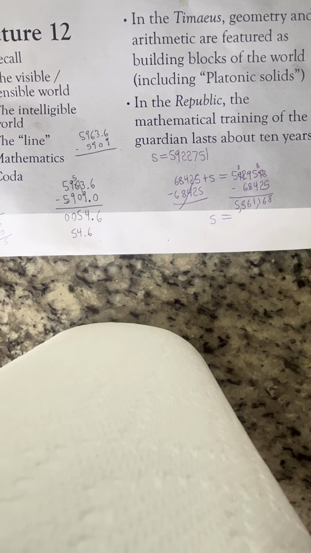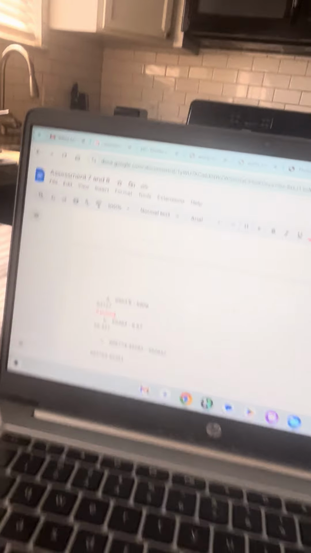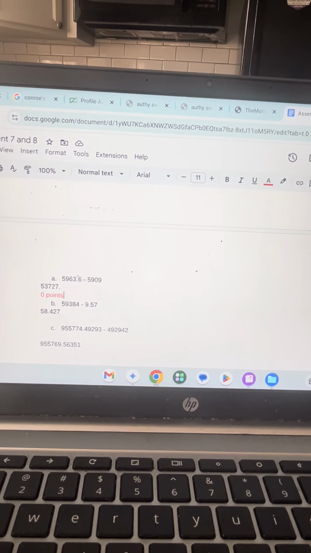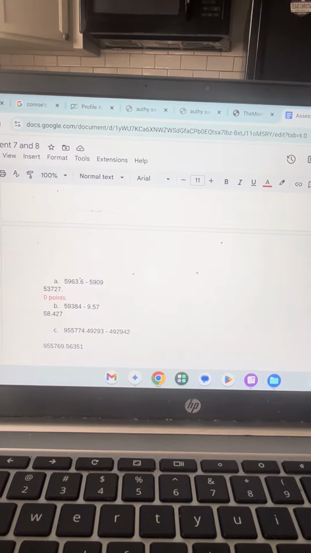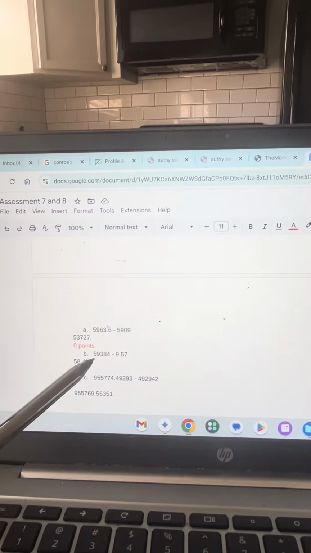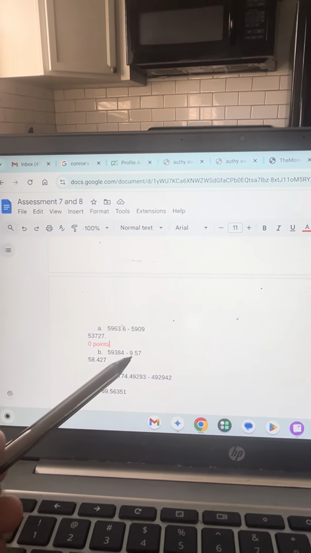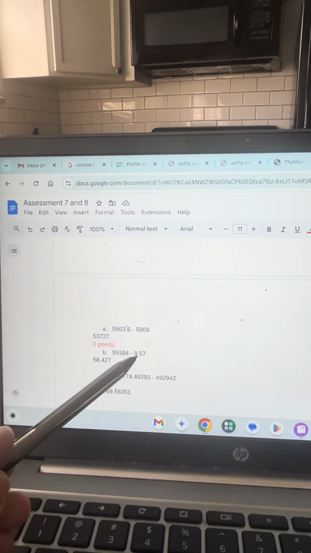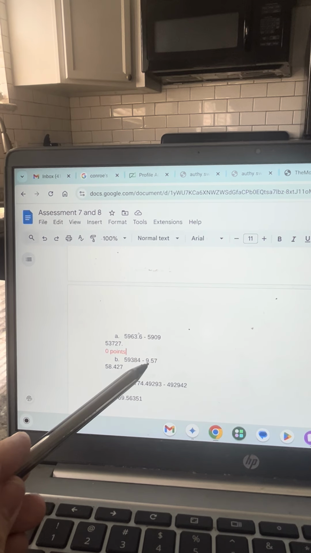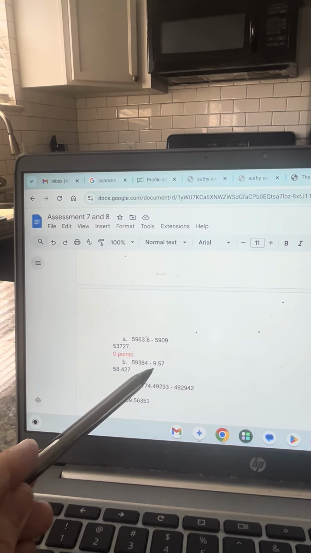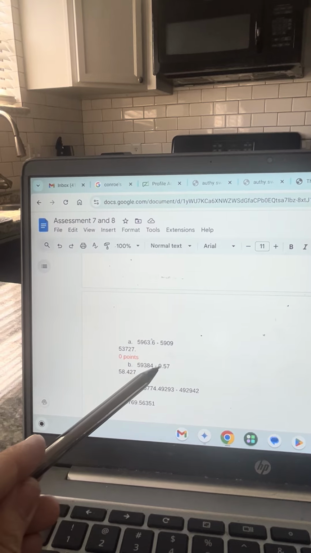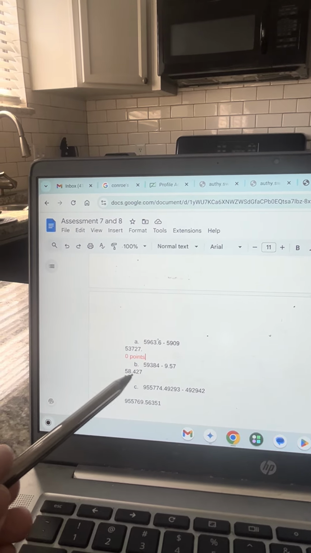Now, part B, you got 59384 minus 9.57. Again, I can see in my head that's wrong. Look, this is 59,384, and you're only subtracting less than 10, right? Which is 9.57, 9 and 57 hundredths. So this is not even 10, right? You're subtracting from 59,000 and you're only taking away 9. Picture there's $59,000 and you're taking away $9. You're not going to get $58, which is what you got.